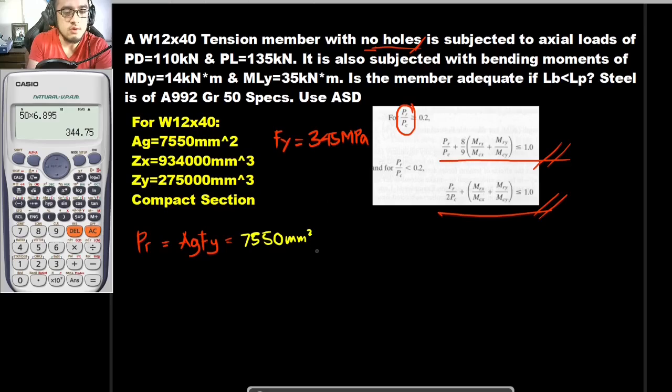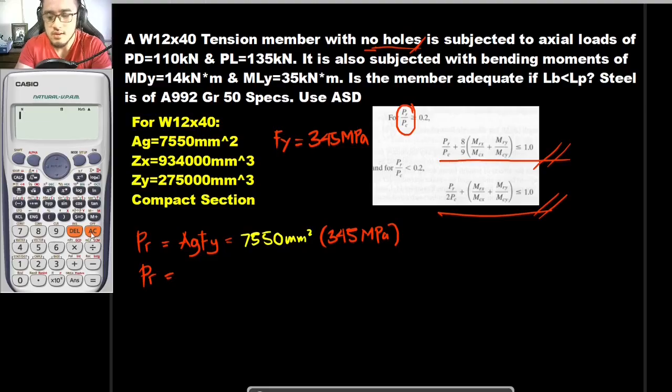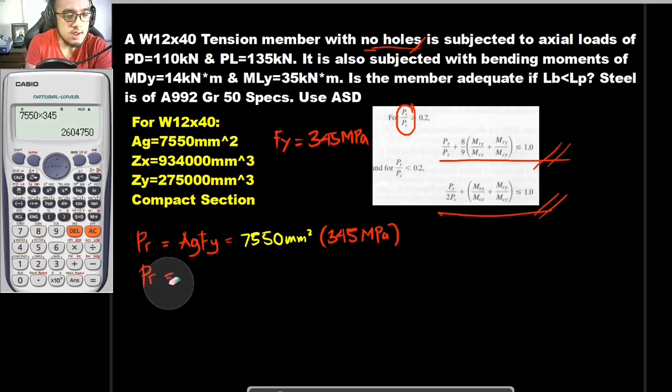So if that is to be our yield strength, that is to be 345 megapascals. So multiplying this, we would be having an answer of, looking once again to the calculator to your left, 7,550 times 345, we would be having an answer of 2604750.